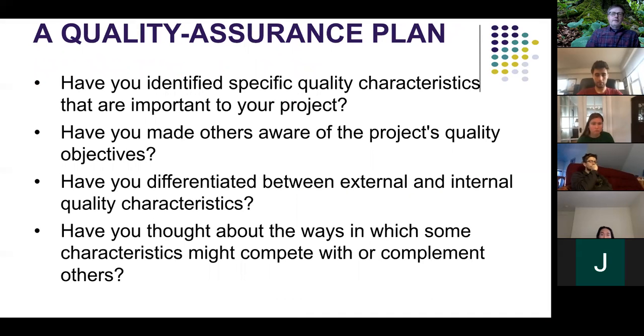So I think that's it, right? So when we want to do quality assurance, we want to sit down and we want to identify the characteristics that we care about. We want everybody who's working together on the team to be aware of those characteristics. You want to differentiate between what are external and what are the internal quality characteristics. And you want to think about ways that these characteristics that you want may enhance each other versus they may work against each other. And then if they work against each other, you have to decide how much of one thing you want and how little of another thing you're willing to put up with, right?